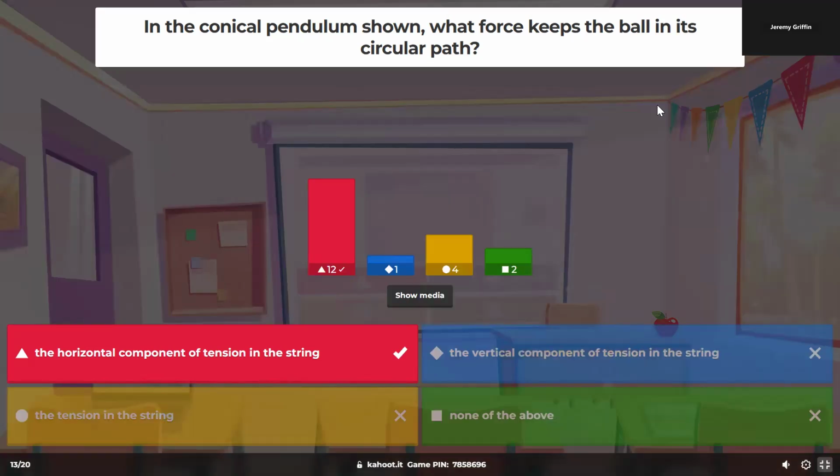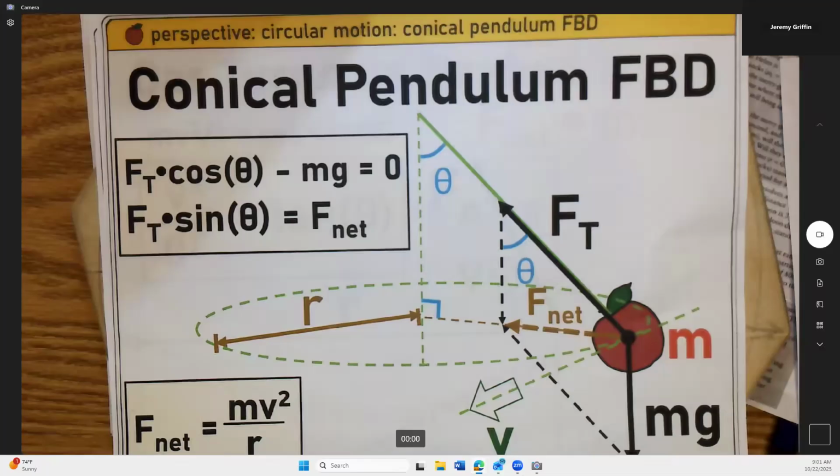Yeah, the horizontal component of the tension in the string. Oh yeah, I would have said that.